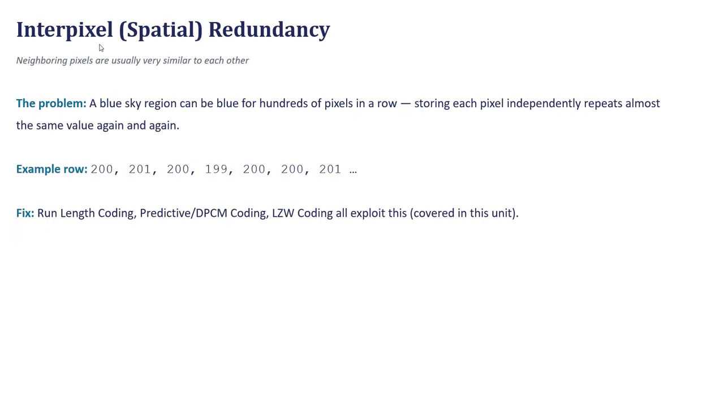Another way is to reduce spatial redundancy, where we consider that the neighboring pixels are very similar to each other. Consider if I have rows something like 200, 201, 200, 199, 201, and so on. I can make use of run length encoding or predictive coding or LZW coding, where the similar values are getting repeated, and so I can make use of that idea and make it uniform.